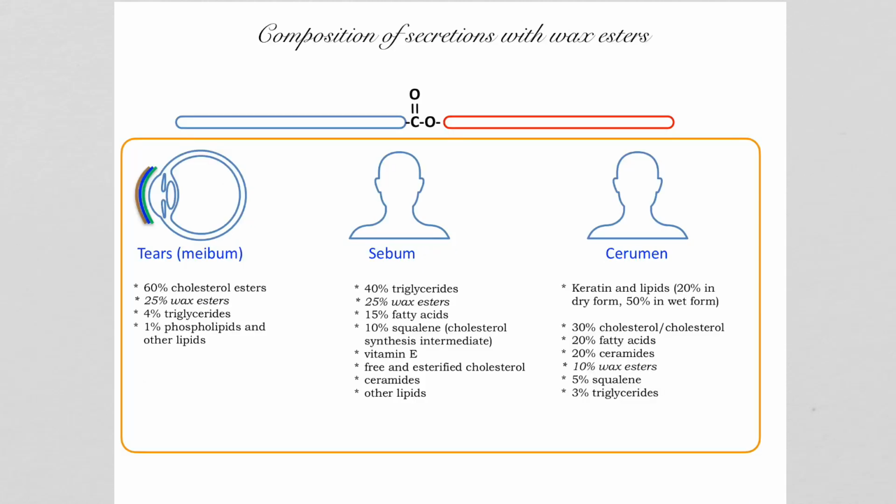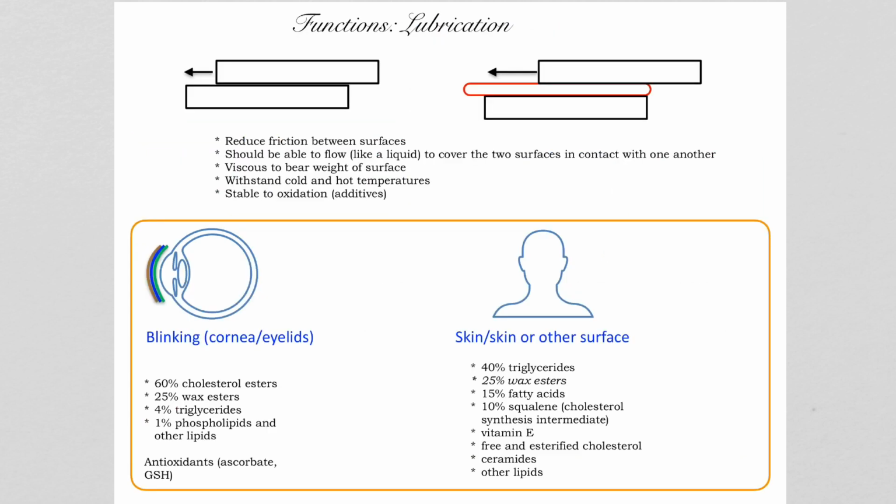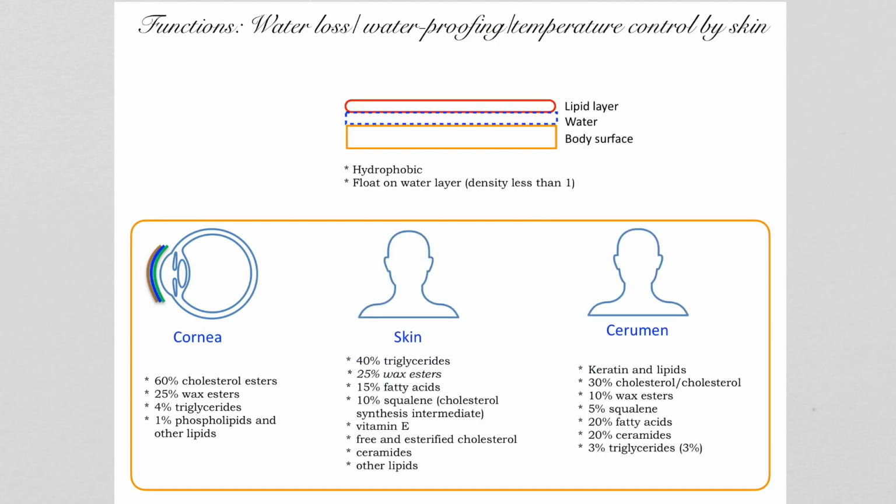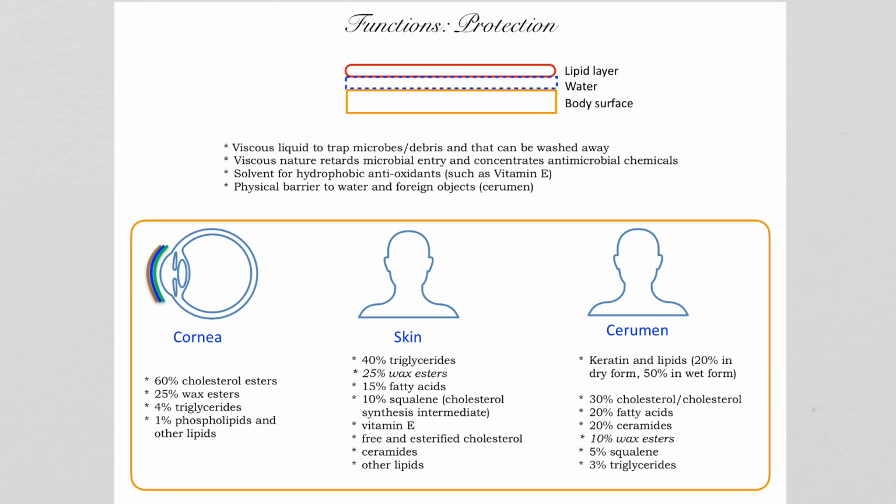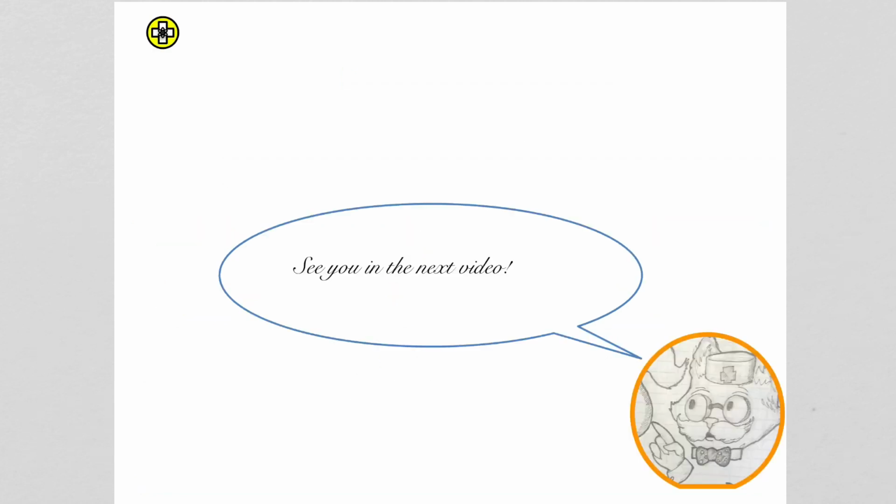So to summarize, wax esters are an important component of secretions such as tears, skin secretions, as well as earwax, and help these secretions to carry out activities such as lubrication, prevent water loss from the surface of the skin, waterproof the surface, as well as help in temperature control. And the wax esters present in the secretions help protect these surfaces from microbes, as well as oxygen and other debris. So this is a brief overview of the nature of wax esters in our body and their functions.